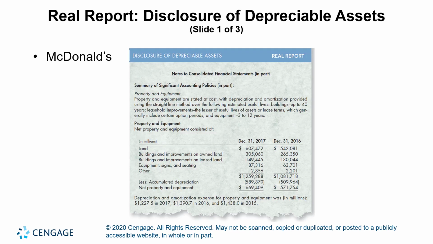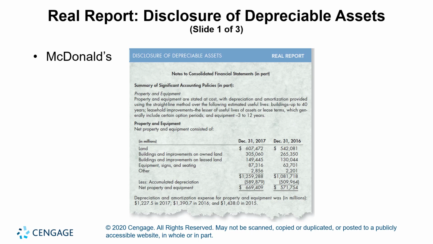Then they give the totals of land, buildings and improvements owned, buildings on leased land, signs, equipment, seating, and other. And then they give a total of accumulated depreciation and net property and equipment. Then it says depreciation and amortization for property and equipment in millions were as follows. And then they give you 17, 16, and 15 in the note.